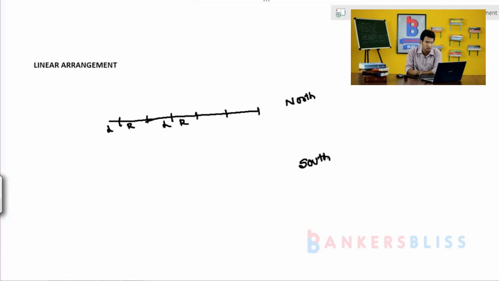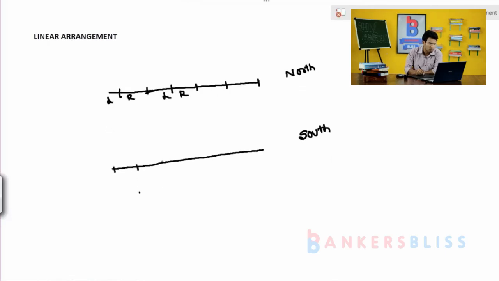Then one more term we have to concentrate on, that is south. What do you mean by south in the linear arrangement? Again, 6 members, 1, 2, 3, 4, 5 and 6, are seated in a row. All the members are facing south. It means that for south it should be reversed. It is nothing but left becomes right and right becomes left.